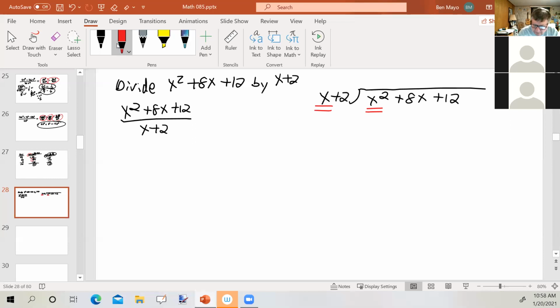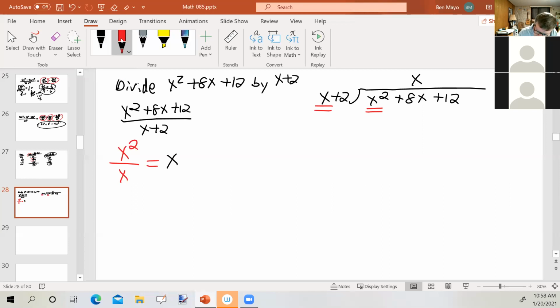We're going to take the leading term inside divided by the leading term outside. So the x squared divided by the x. What is x squared divided by x? Anyone? It's just x. Good. So we're going to take that and we're going to put it right up here in the column where the x's go.